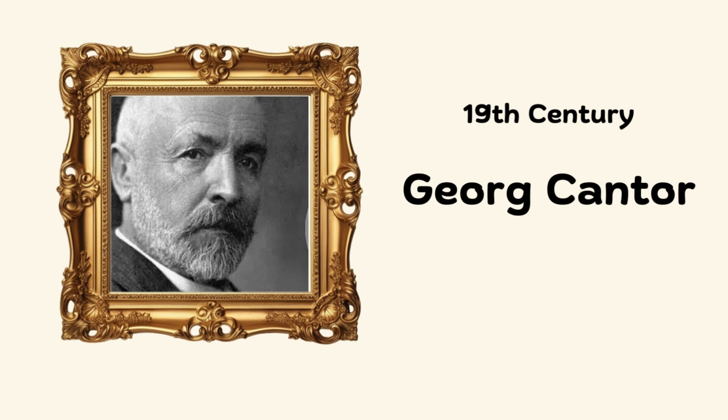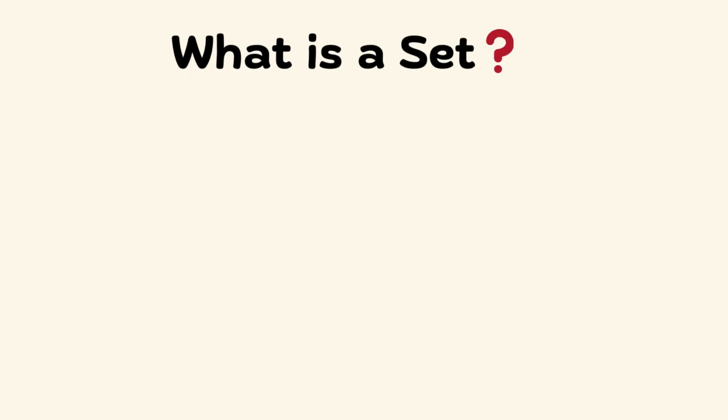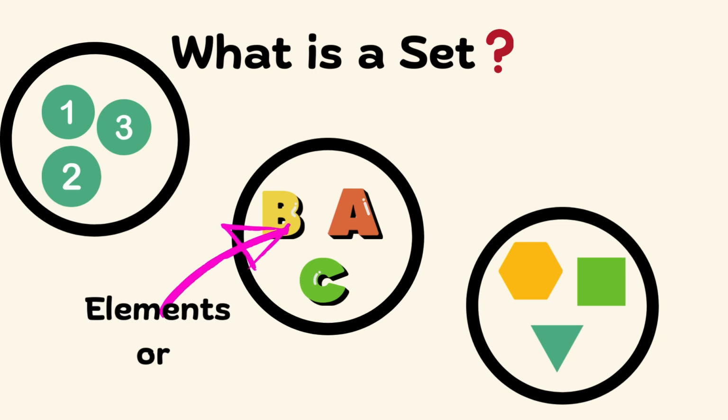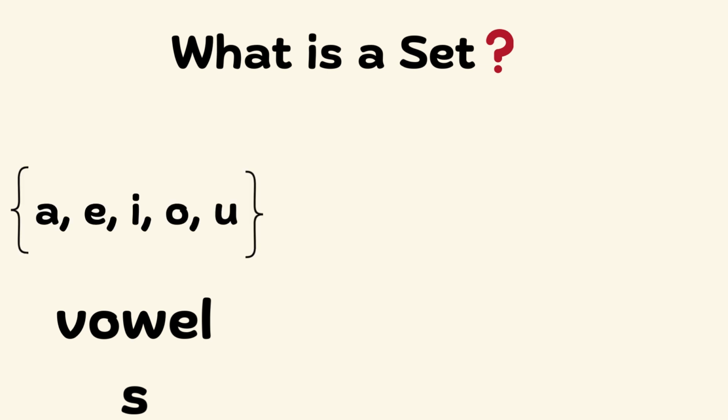So, what exactly is a set? A set is simply a collection of distinct and well-organized objects. Objects in a set are called elements or members of a set. For example, the vowels in the English language can be called a set. So we have a set of vowels, and in this set we find A, E, I, O, and U.